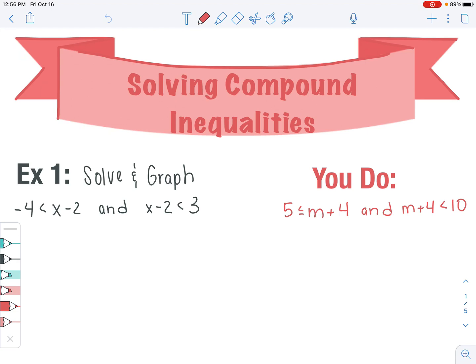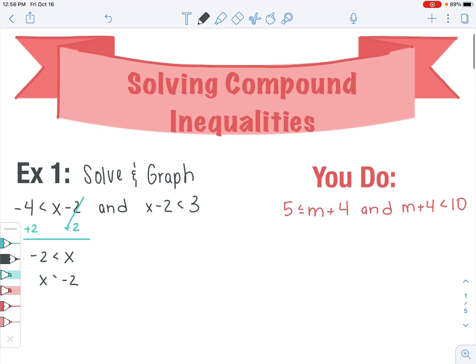So I'm going to use my same skills that I know. I'm going to get rid of this -2 by adding 2 to both sides. When I add 2 to both sides, I'm left with -2 is less than x. And I don't like when my x is second, so I'm going to switch it around. X, -2. I see that the sign is pointing at the -2, so I have to make sure it still points at the -2. And now I've got my first answer.